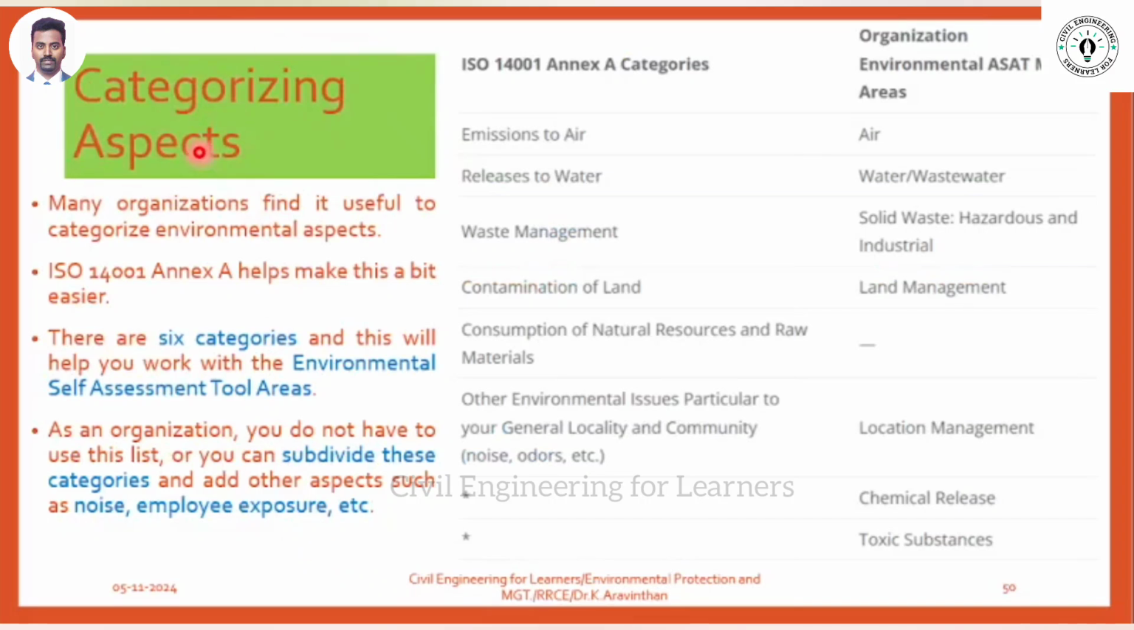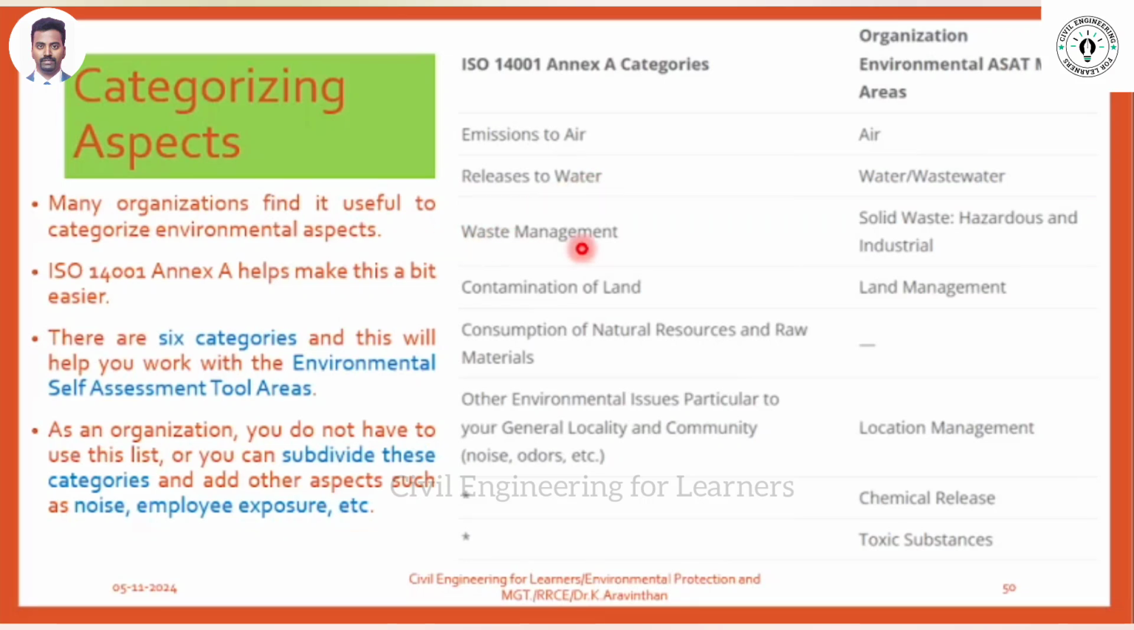Now categorizing the aspect. These 6 categories are given by the guideline ISO 14001 in Annex A. First one is emission to air. Environment consists of 5 elements: air, water, fire, ether, soil. These are the 5. Now first parameter is air. Second thing is water. They have to take number 2 as releases to water. How much effluent they discharge after processing or after producing a product has to be taken as second. First one is air, second one is water or effluent.